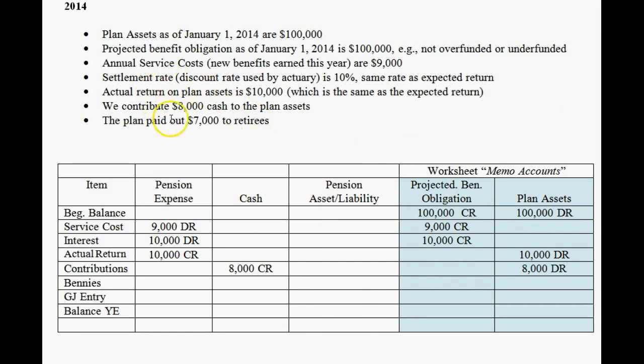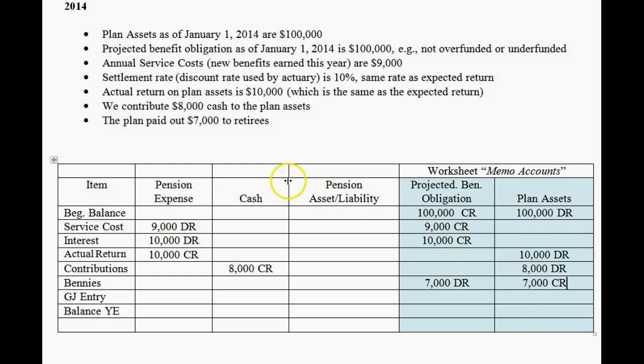Next, the problem tells us that we contribute $8,000 cash to the plan assets. So we take an $8,000 credit to cash and increase the plan assets by $8,000. Then we're told that the plan paid out $7,000 to retirees. Why don't you pause this video and see if you can figure out what that looks like. Perfect. The projected benefit obligation decreases. Remember, this is a liability account, so it increases with credits, decreases with debits, and our plan assets decreased with a credit because we paid out $7,000 in cash.